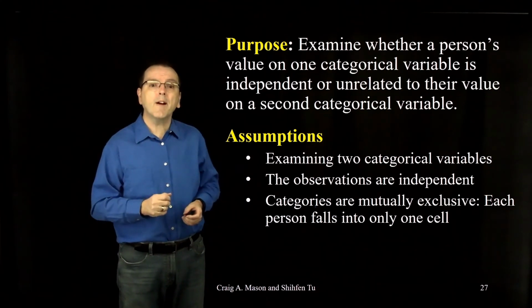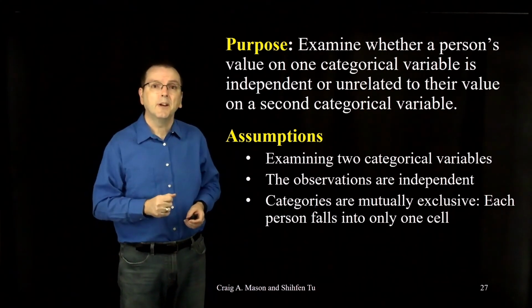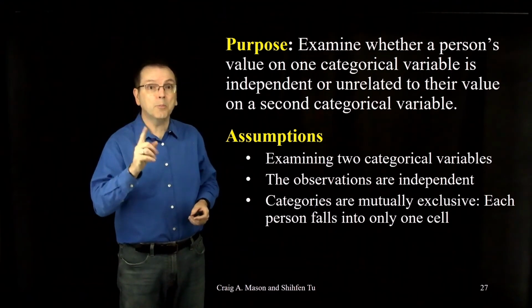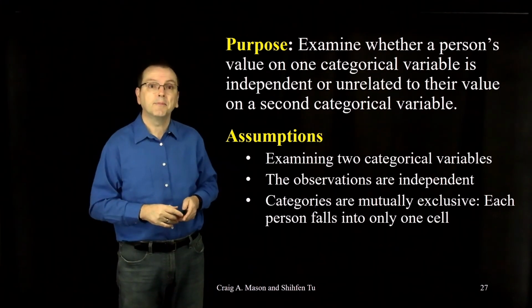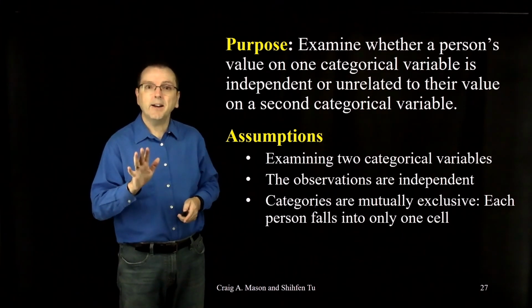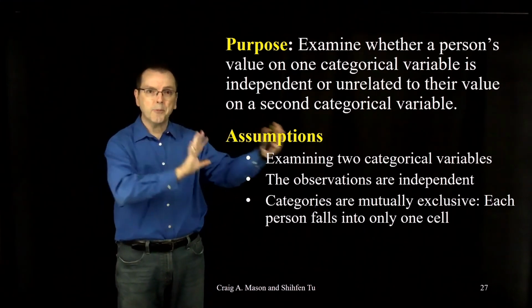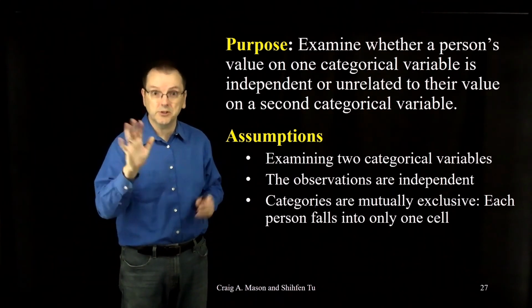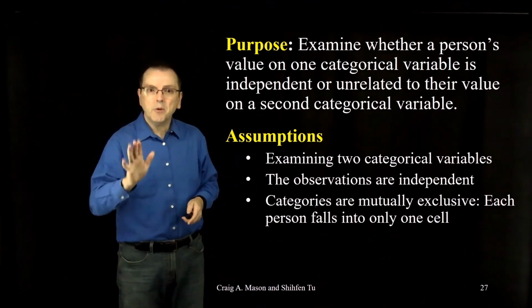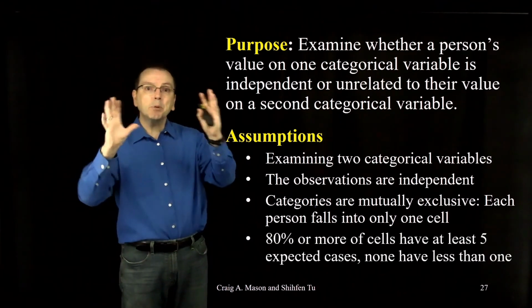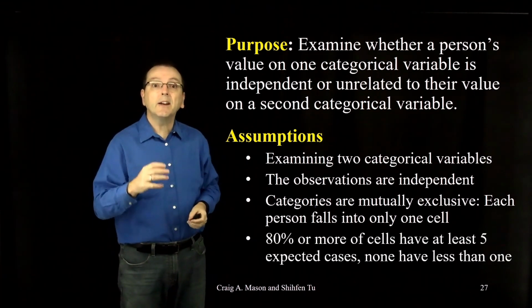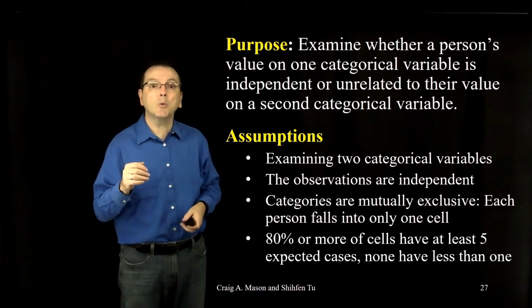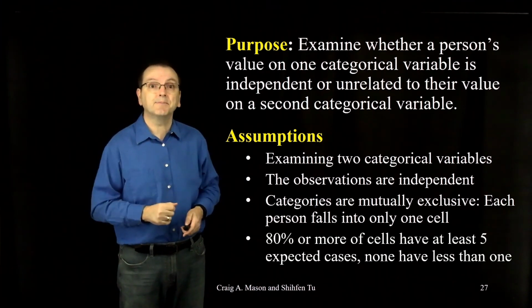Also, the categorical variables need to be mutually exclusive. A person must be in one and only one group for both of the variables. And finally, remember that 2x3 set of boxes we created when we looked at the Disney status and state in which someone lived? As a general rule, you typically want at least 80% of the cells to have at least 5 expected cases and none of the cells to have fewer than 1 expected case.